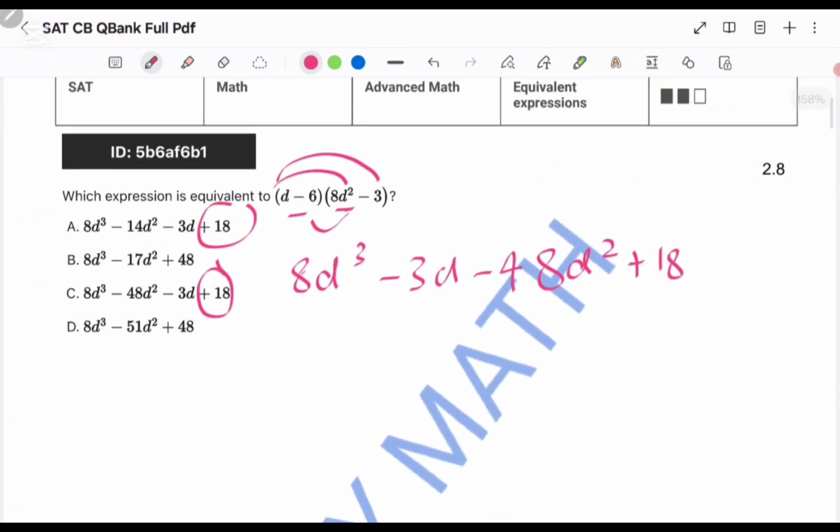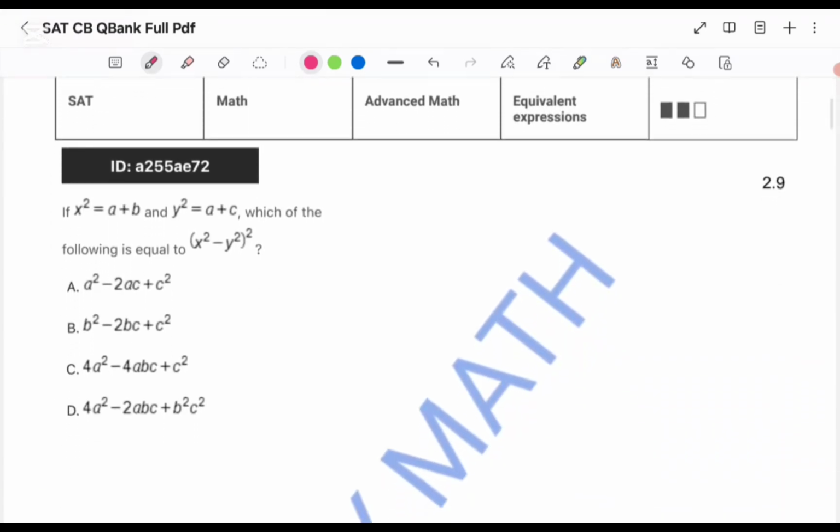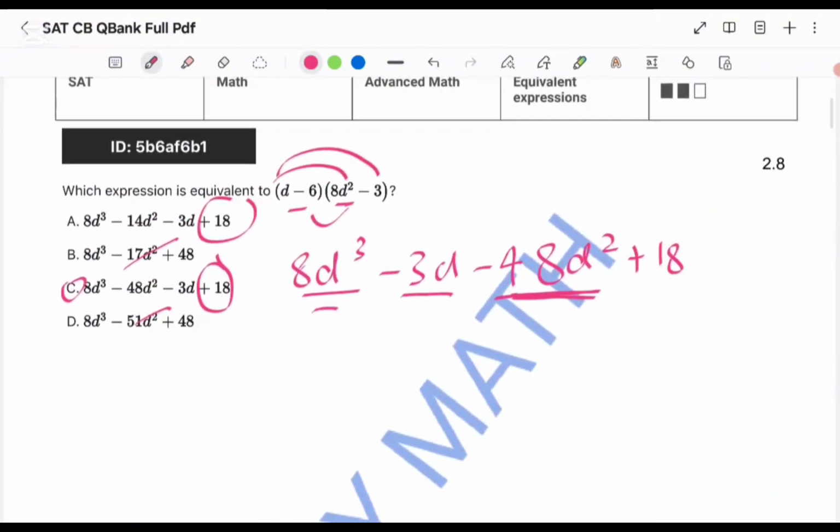But I cannot see the positive 18 either here or here. And then we have this one fixed, but then we have negative 3d, and then we have a 48d squared. That leaves me with answer choice C. It is just in the way that they have arranged the stuff. It should be like that because it should be the greatest power. It's in power order. The highest power comes first, and then the square, and then this one, and then the constant. All right, moving forward.